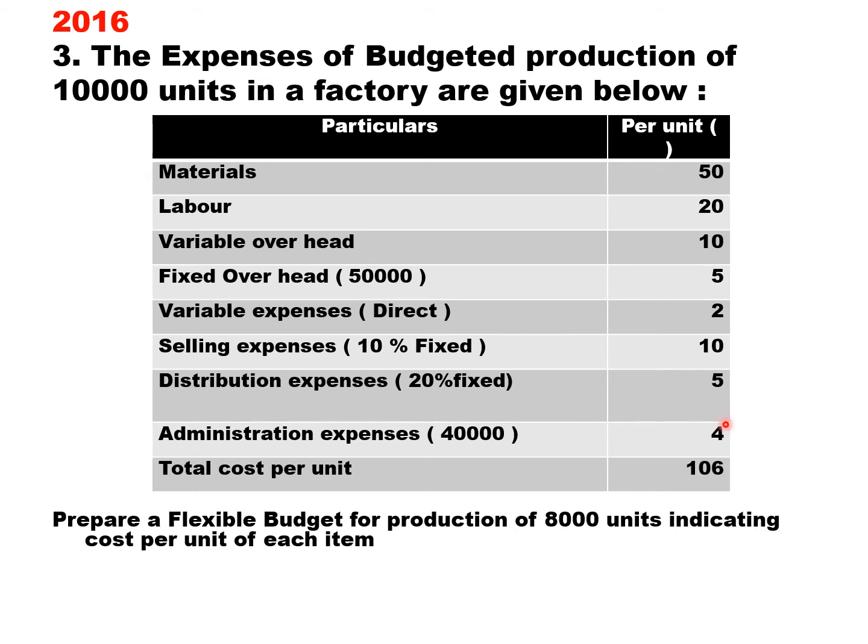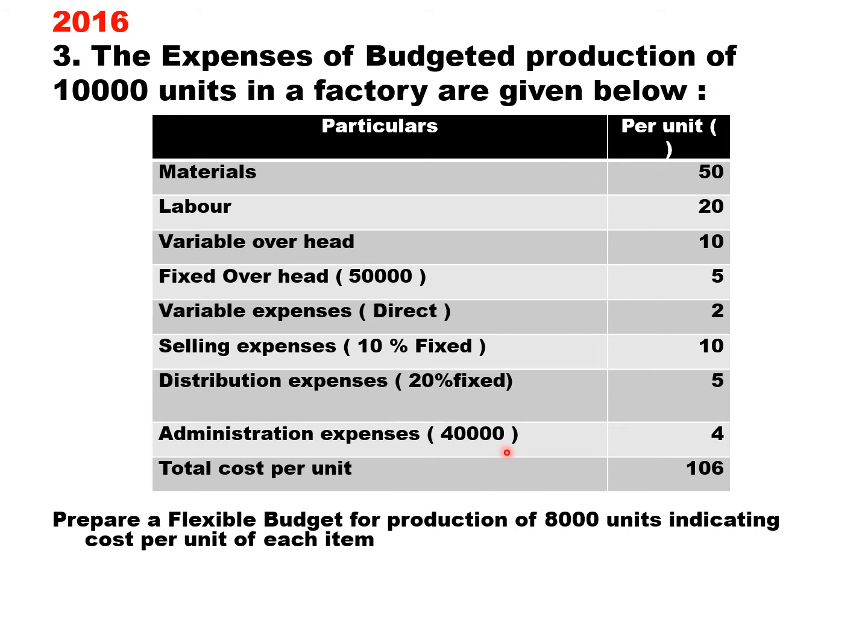Distribution expenses total is 5 rupee. In that 20% is fixed. I repeat, out of 5 rupee, 20% is fixed. So 1 rupee is fixed, 4 rupee is variable. 1 rupee is fixed into 10,000, you get 10,000. Then remaining 4 rupee will be variable.